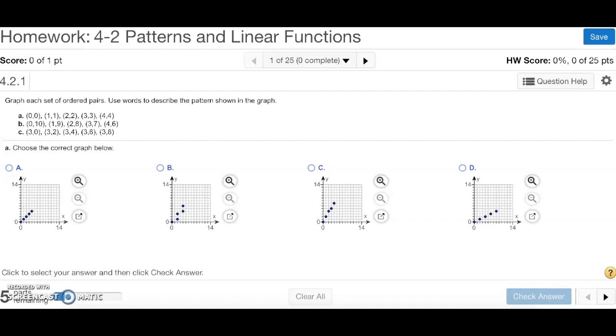Number 1. Graph each set of ordered pairs. Use words to describe the pattern shown in the graph. So first, we're matching these graphs with the coordinates in just A.